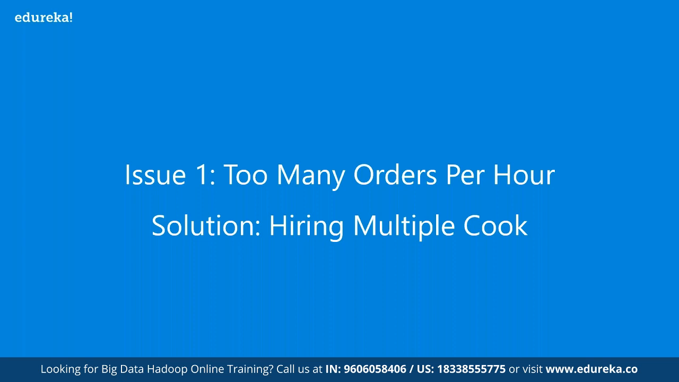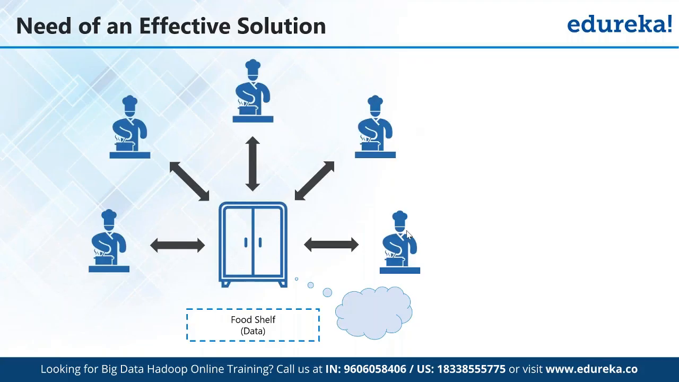Now, what is the issue? The issue is too many orders per hour. The solution is you hire multiple cooks. If you have too much workload, too many orders, you should hire another cook. So an effective solution would be to have a lot of cooks. Please understand, guys, in technical terms, all these cooks are processing units.